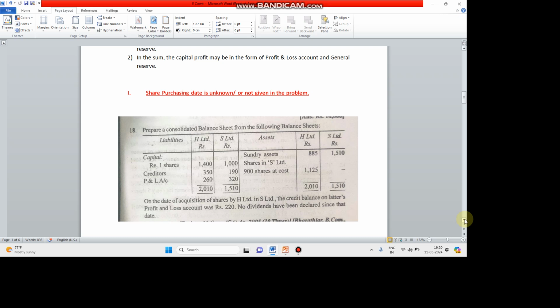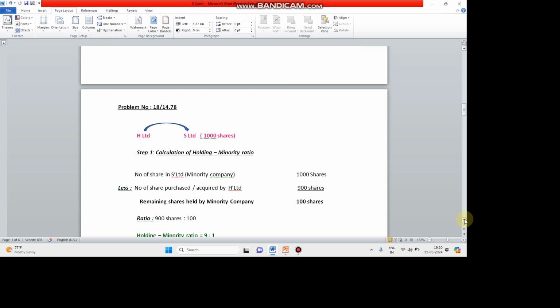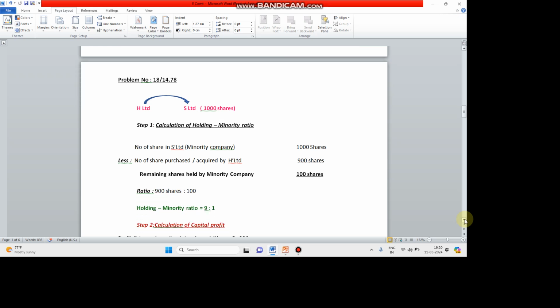Okay, we are going to see the problem step by step. Step number 1, calculation of holding and minority ratio. Here, H Limited acquired the shares from S Limited. Therefore, how many shares are held by S Limited?